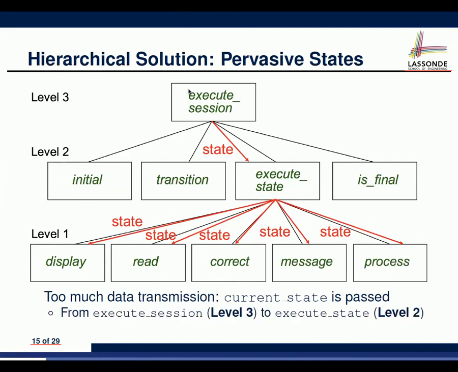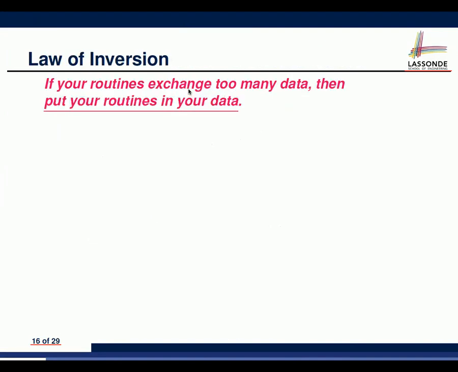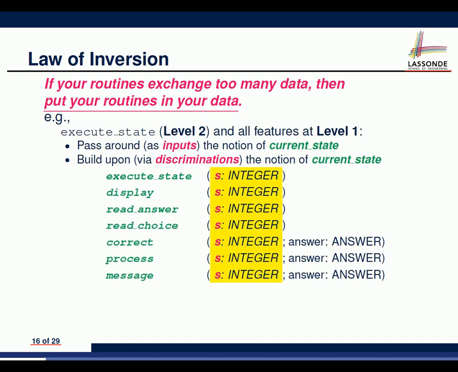After this, let's see what we can do. If you look at the textbook, there's something called the law of inversion, but that's exactly what I'm trying to say. Let me just read it out. If your routines or your features exchange too many data, for example, current state being the integer as the input, then put your routines in your data. That simply means we're going to create a new class for the notion of states. So what we're going to do is factor out all the notion about states as the input over here into a separate class. That's how we move on from this poor design into the final solution for the state pattern.